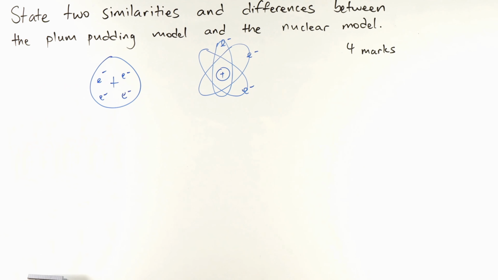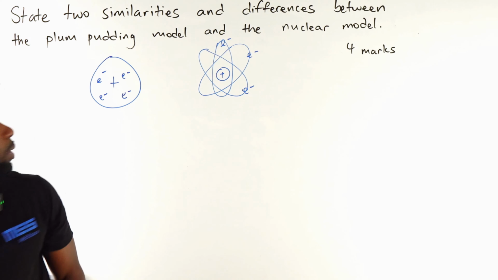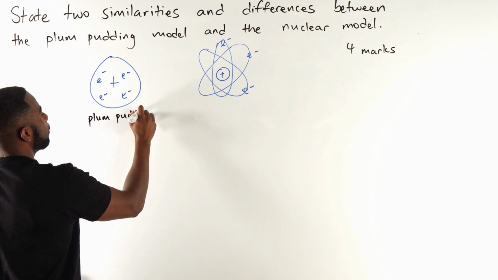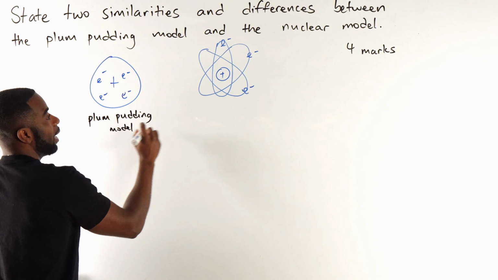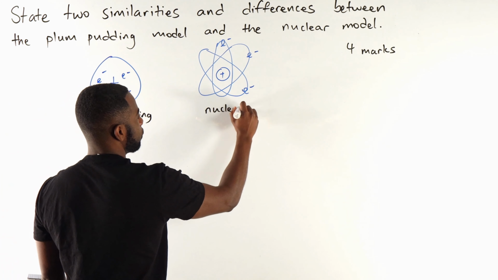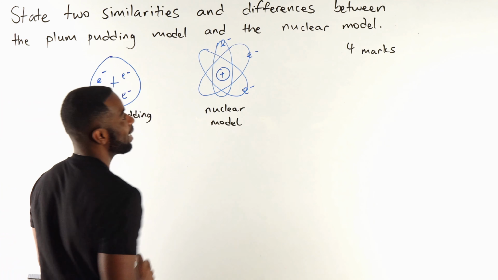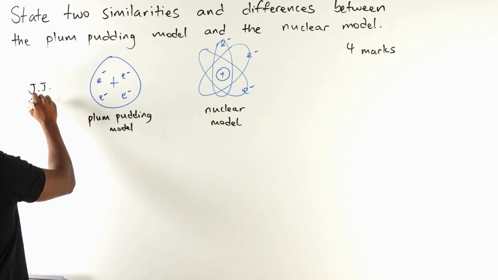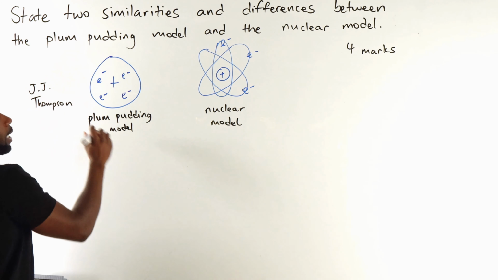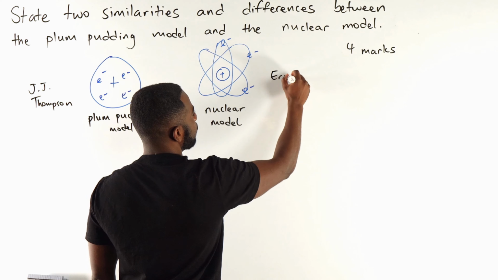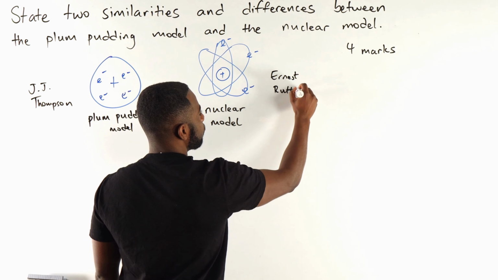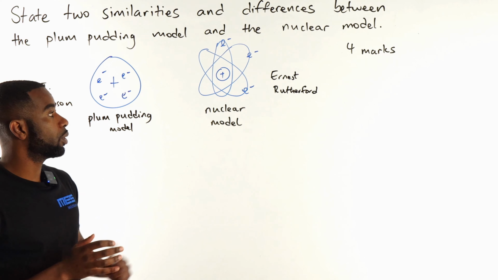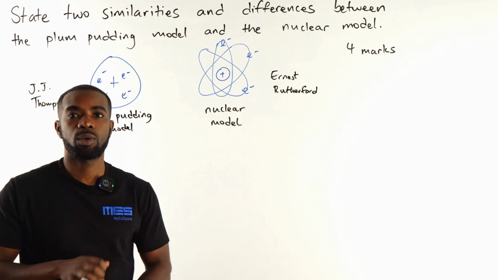So let's label these very quickly. Just grabbing a pen. So here we have the plum pudding model. And here we have the nuclear model. You'll be able to tell me that the scientists associated with these, on this side we have J.J. Thomson, and for the nuclear model we have Ernest Rutherford. So later on in this video, what I will do is show you the experiment that led to the changes from the plum pudding model to people accepting the nuclear model. So let's answer the question now.